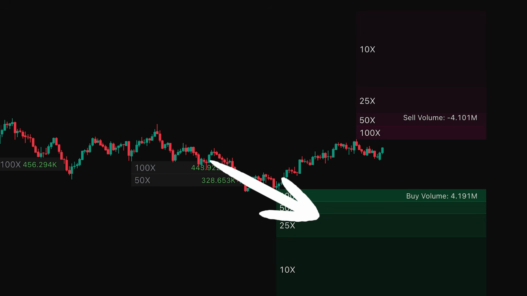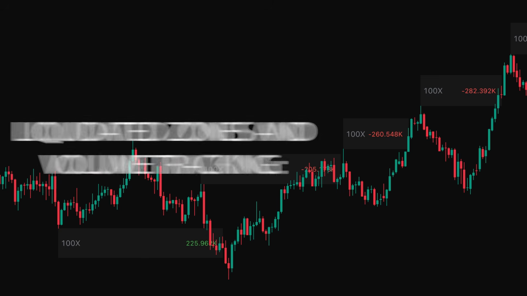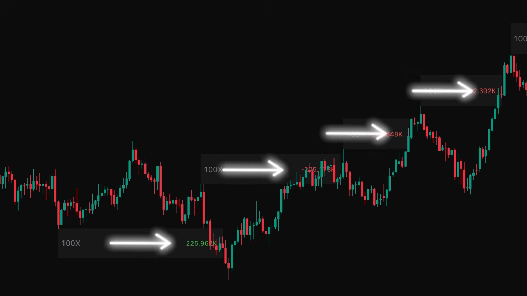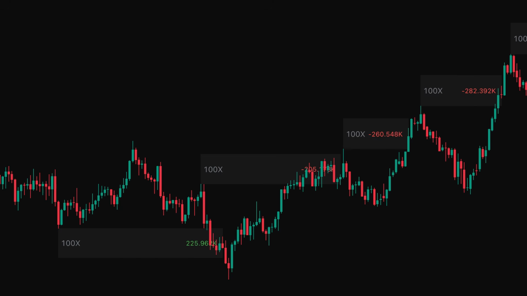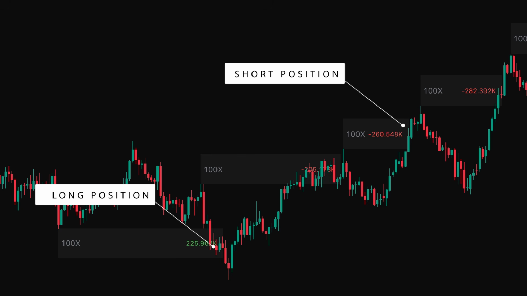Green zones, below price: long liquidations possible. Red zones, above price: short liquidations possible. Liquidated zones and volume tracking. Shows gray areas on the chart where price has already swept through and likely liquidated positions in the past. It tracks how much volume was involved in those liquidation events to show real market pressure. Helps you see if a zone was taken out already, so you avoid fake signals.